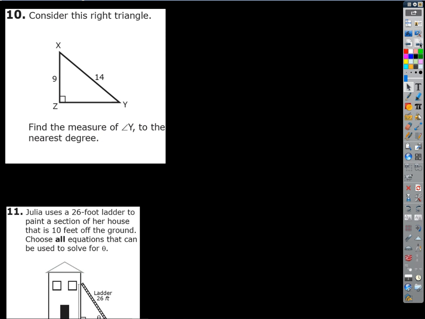Okay, what about this one? Consider this right triangle. Find the measure of angle y to the nearest degree. So how would we do that? One last trig thing and then we'll move on.